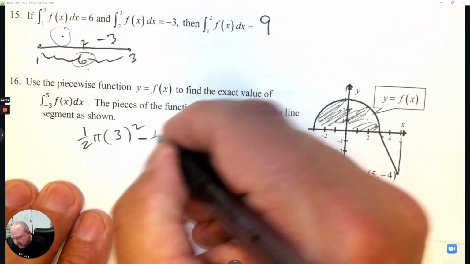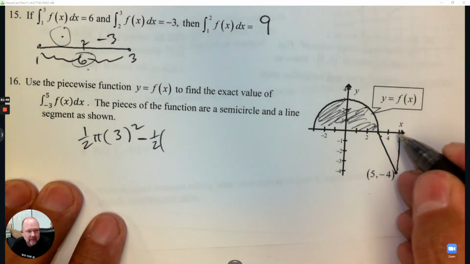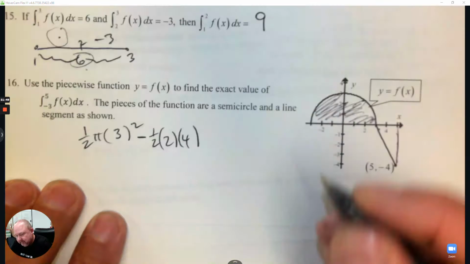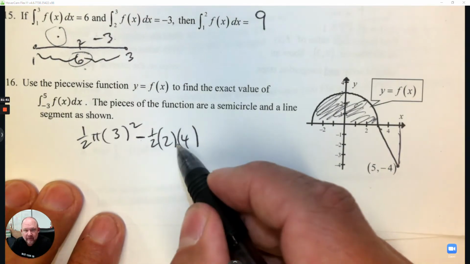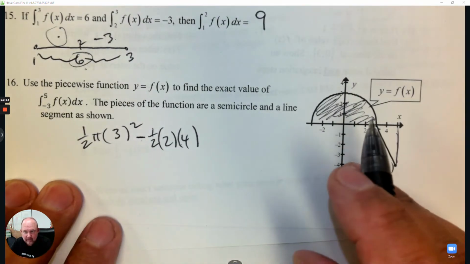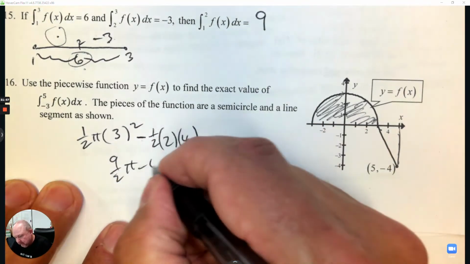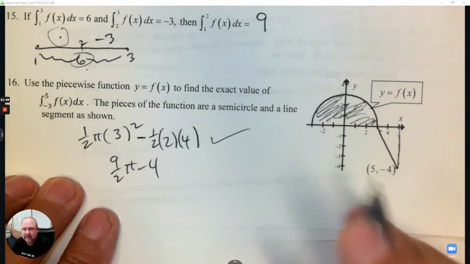So it's half the base. So the base is 2, and the height is 4. And you could actually go plus and use negative 4 for the height and do it. But there's your answer. If you want to, it's 9 over 2 pi. What is that? Minus 4. But this is perfect up there.